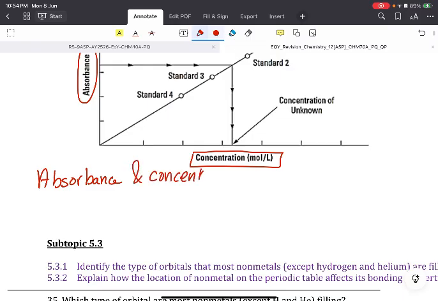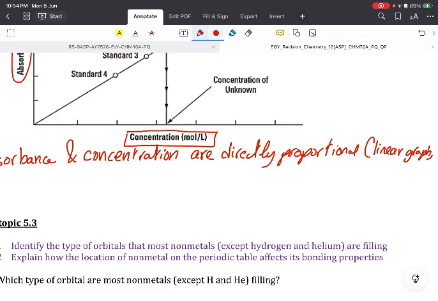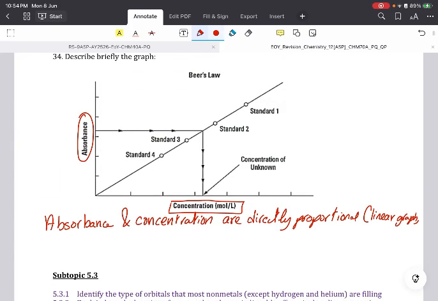Absorbance and concentration are directly proportional, and this is represented by a linear graph. Now, we can plot when we prepare a solution. Usually what we do, we prepare different solutions of known concentrations. Here they're calling them standard 1, 2, 3. So these are solutions of known concentration, and we measure their absorbance with a colorimeter.